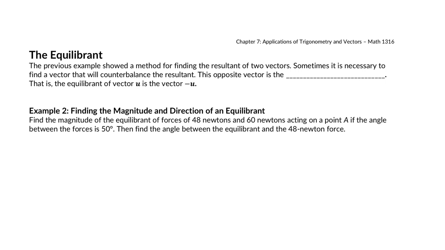We also have a method that will find what it is necessary to counterbalance the resultant. That is called the equilibriant. So the equilibriant, I spelled that wrong. Let me try again. Equilibriant. The equilibriant is the vector that is opposite from the resultant vector. And remember, opposite vectors are just positive and negative versions of themselves. So the vector u has an equilibriant that is vector negative u.